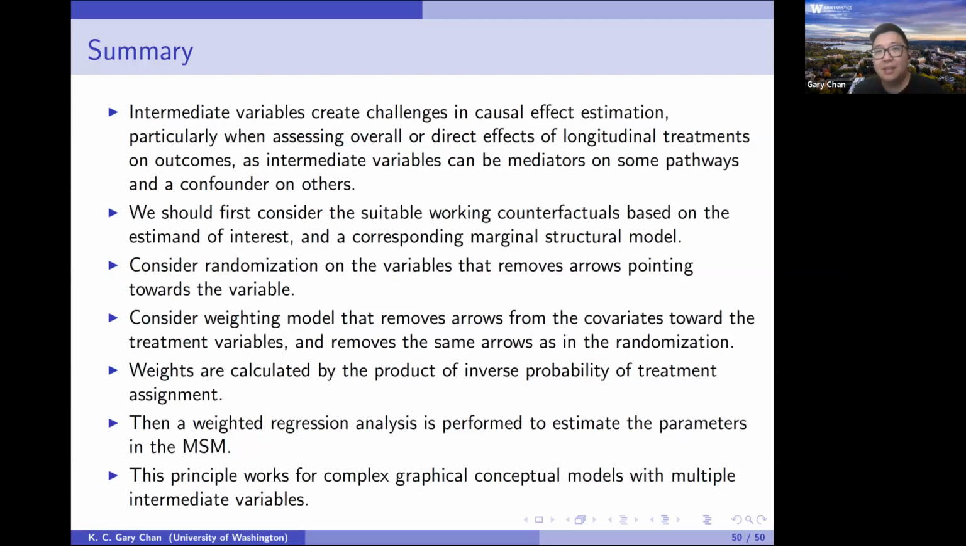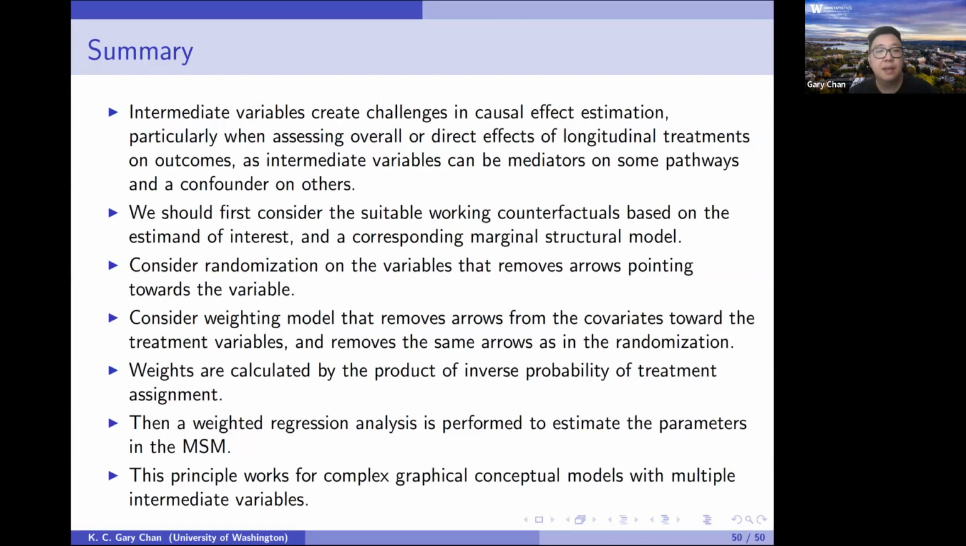First of all, we should consider suitable working counterfactuals based on the estimand of interest and propose a corresponding marginal structural model. We can then consider randomization on variables that removes arrows pointing towards the variables to be randomized, and consider a weighting model that removes the same arrows as in the randomization, and calculate the inverse probability weights as products of the components' inverse probability weights. Then we run a weighted regression analysis using your favorite regression software to estimate the parameters in the marginal structural model.